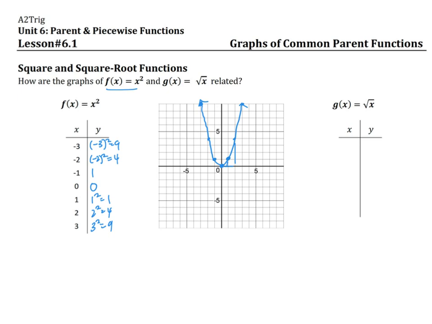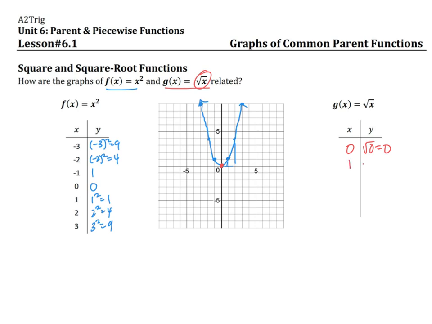Now, what happens if we do g of x and take the square root of x? How are these related? Well, hopefully what you're saying to yourself is, I want to take perfect square numbers for x because I can take the square root of 0. The square root of 0 is just 0, so we're still going to have this point on it.